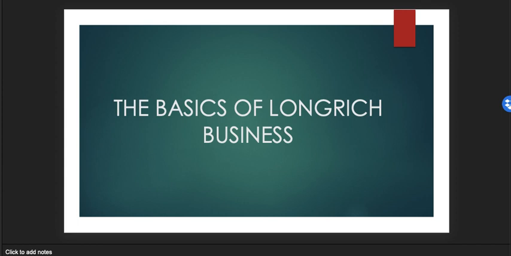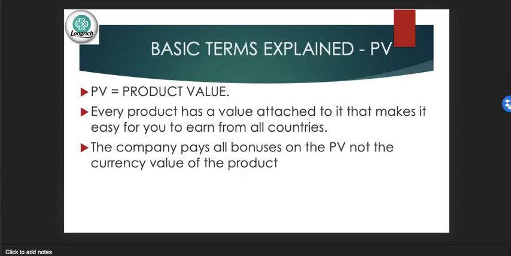The very first thing I'll be talking about is the PV. So I'm introducing the basic terms that we use in this business. PV. I'm sure you have heard about PV. Everything about Longrich is PVs. What's PV? PV is the product value. Every product has a value attached to it that makes it easy for you to earn from all countries. This is not the monetary value, it's different. The company pays bonuses on the PV and not the currency or monetary value of the product. They pay on the PVs.